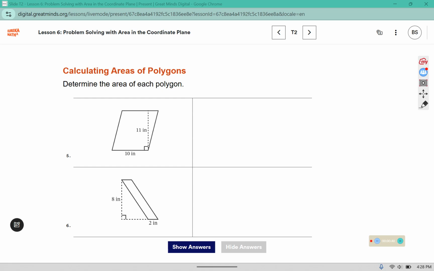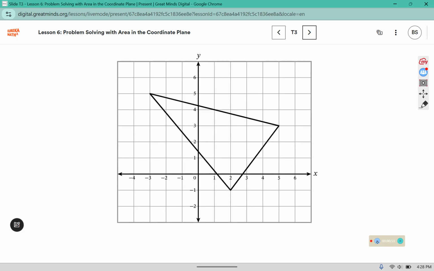You'll also need to determine the area of these polygons. This is a parallelogram, which is found in the same manner as a rectangle. Base times height. In this diagram, we don't have any 90-degree angles to use for the base and the height. So we can try an alternative strategy where we create a 90-degree angle coming off of each side. So we would have a base and a height built in.